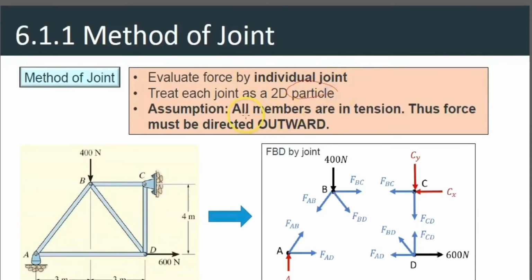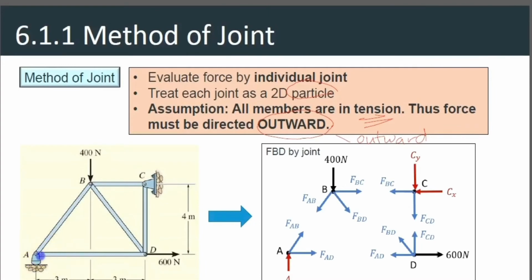Treat each joint as a 2D particle. Assumption: all members are in tension. Right, so kena ingat dia tension. Thus the force must be directed outward. Force dia mesti keluar lah. So tak ada yang masuk ke dalam daripada joint tu. Okay, senang je. Kita akan go through first example first.